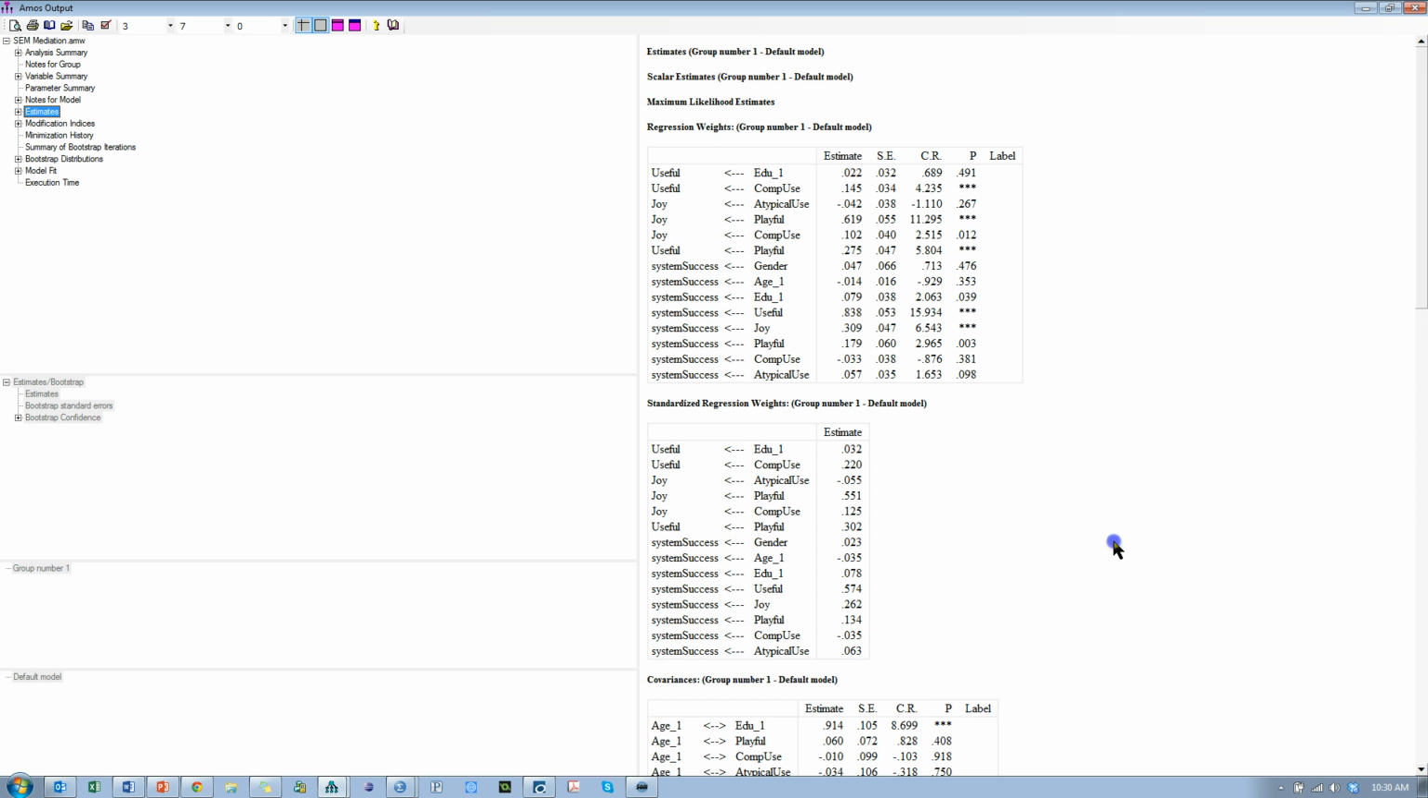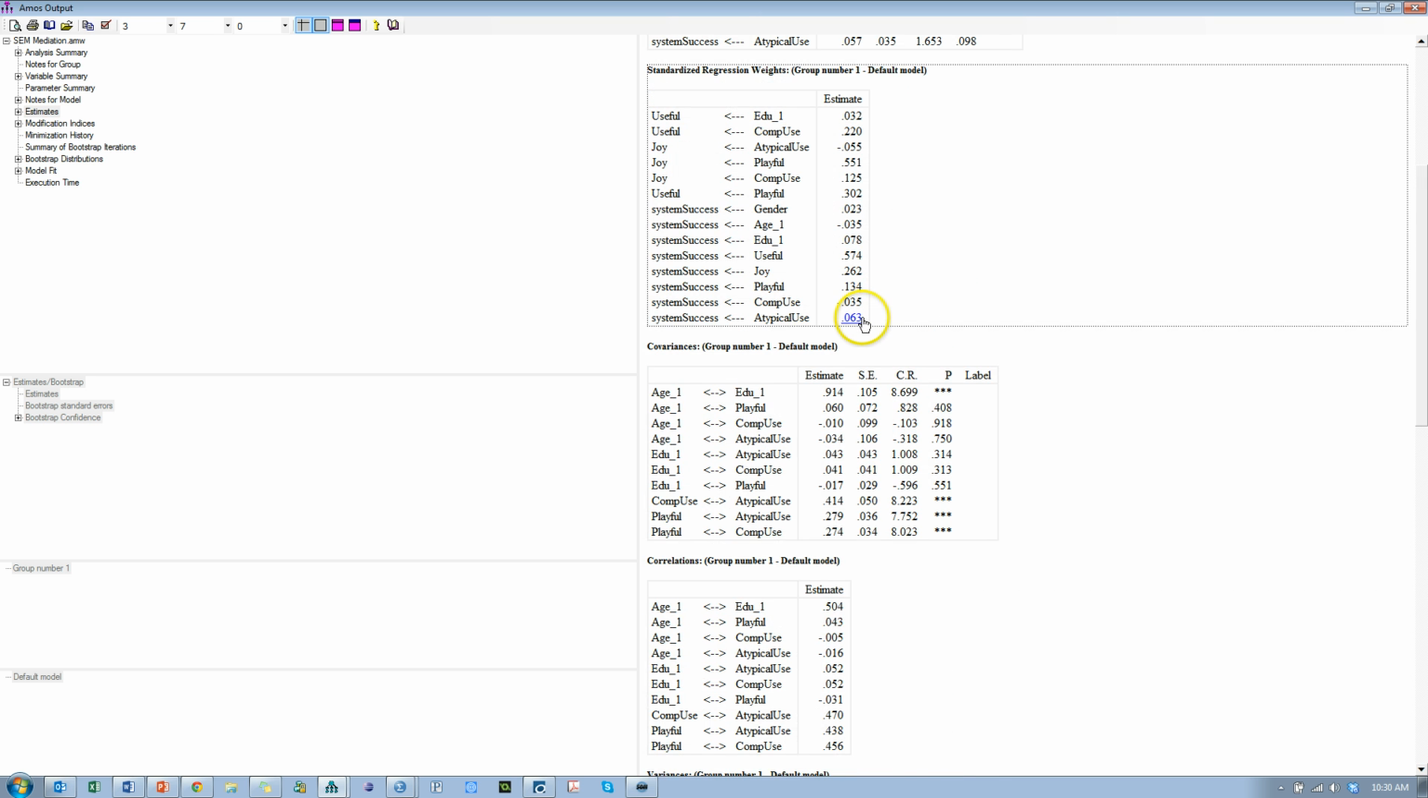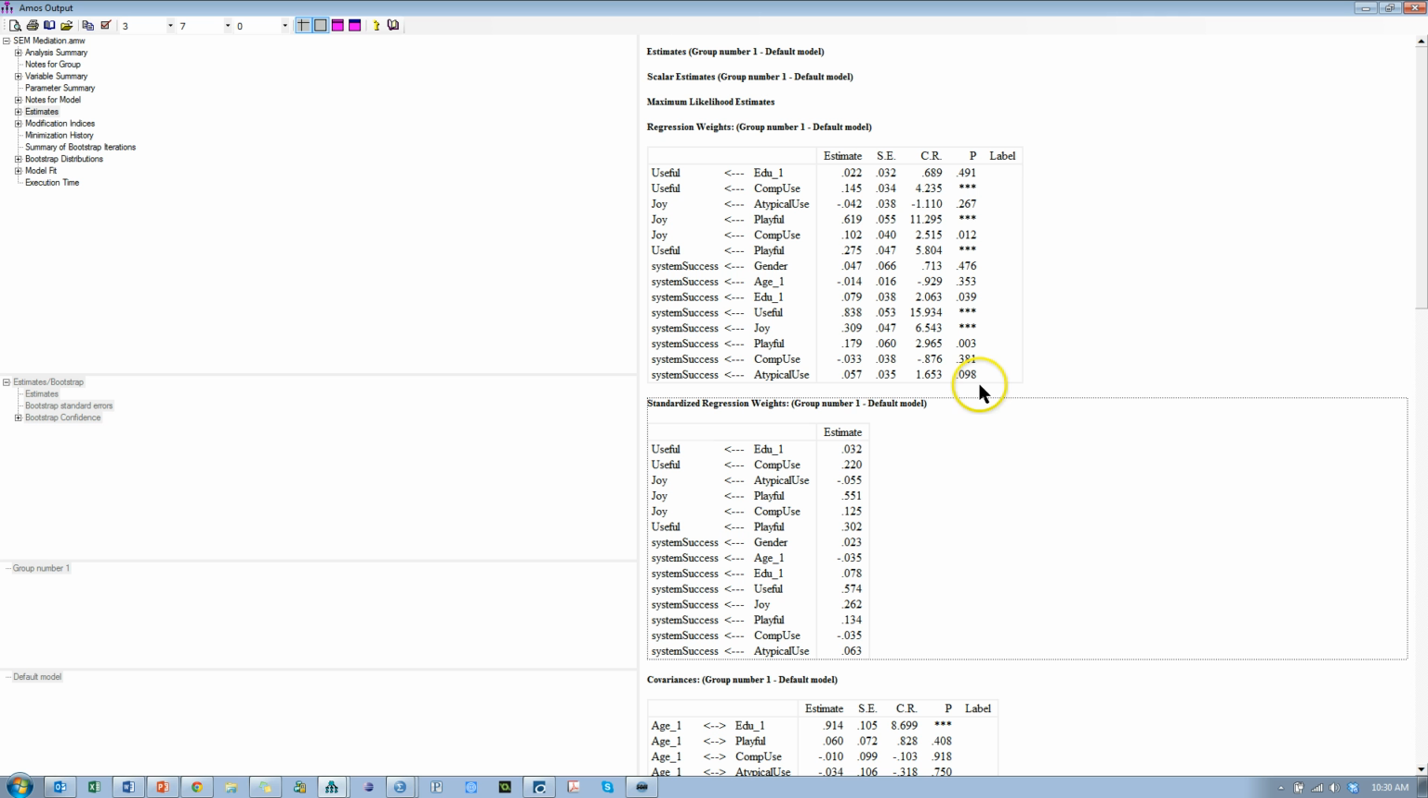Atypical to system success right here. Whoop, 0.063, definitely not significant. Oh, at the 90% confidence level it is actually. Wow, I'm surprised. That p-value is 0.098.